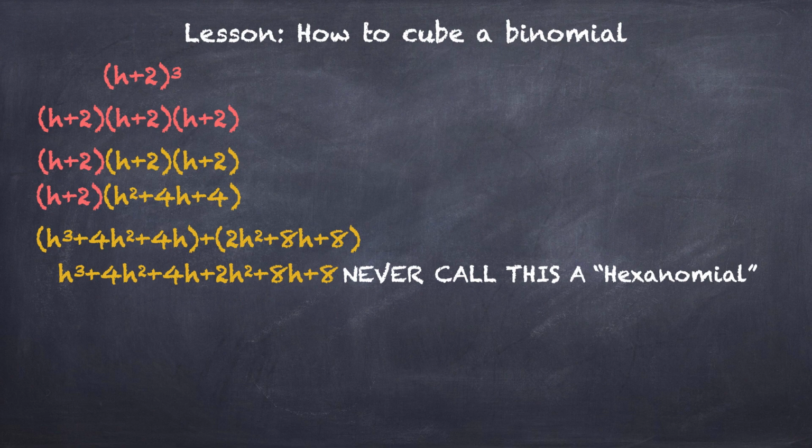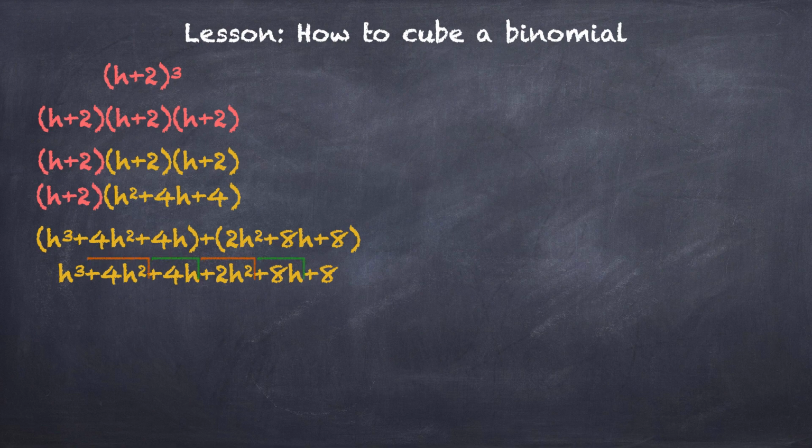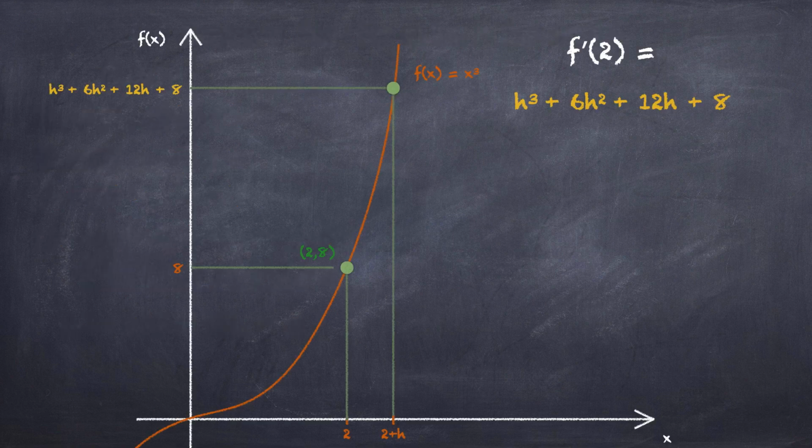Okay, so I'm going to just box all the like terms and we can simplify. If we simplify, we get this expression here. 4h squared plus 2h squared is going to be 6h squared. 4h plus 8h is going to be 12h, and then plus 8 and plus h cubed, because those didn't have any like terms. Okay, now we get the really, really hairy expression h cubed plus 6h squared plus 12h plus 8.